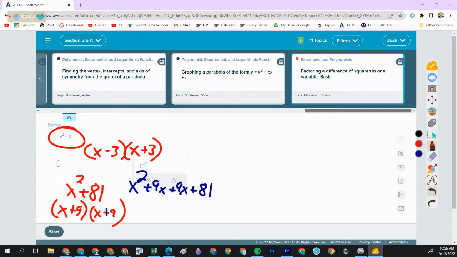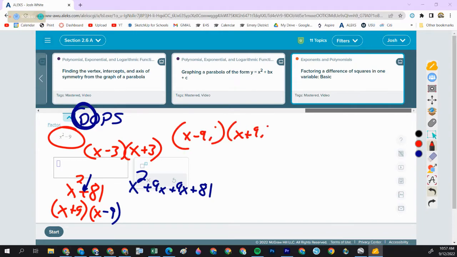So if I had a minus 9 and a plus 9, then that becomes negative. What if they were both negative? Then the 81 would be positive. So this actually does have imaginary roots. So difference of perfect squares. It has to be a subtraction. If it's not a subtraction, it won't work. Well, it won't work in the real number set. The answer is actually x minus 9i and x plus 9i.